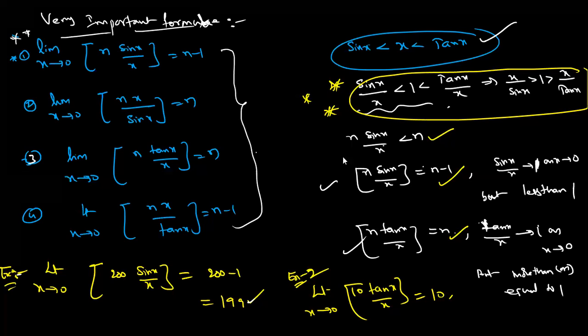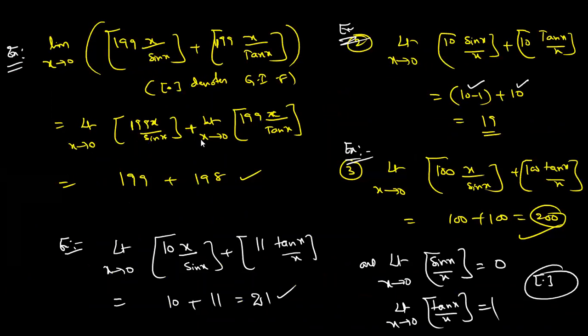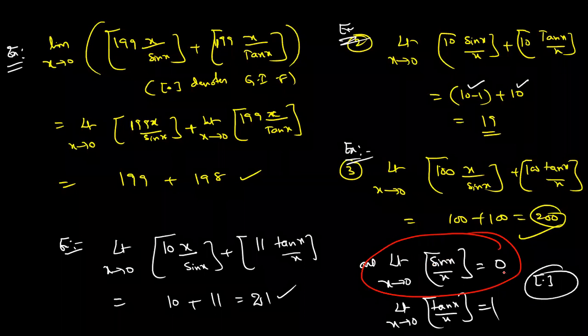Sin x is less than tan x. These properties are very important, dear students. See these examples. Limit x tends to 0, last point, see especially this one: limit x tends to 0 of the integral part of sin x by x is 0. So you should thoroughly revise these formulas.